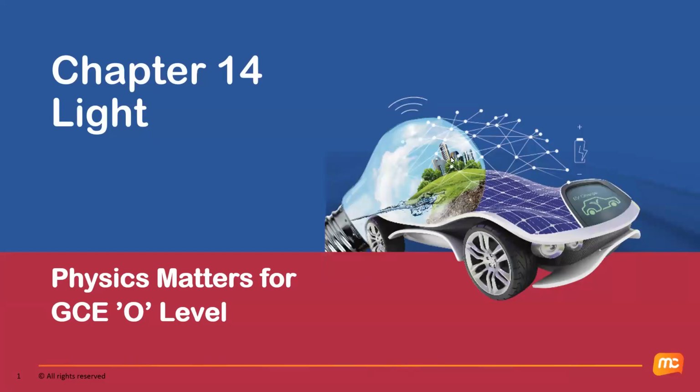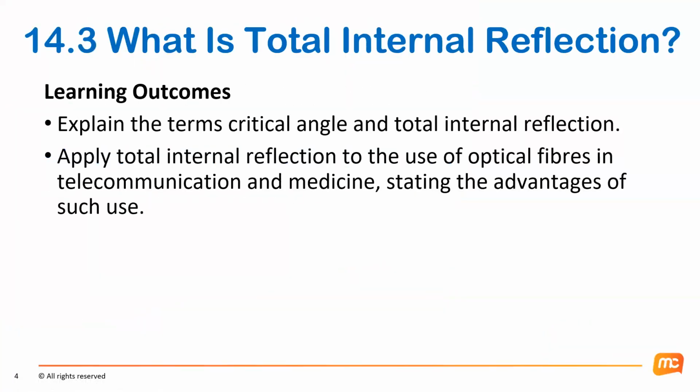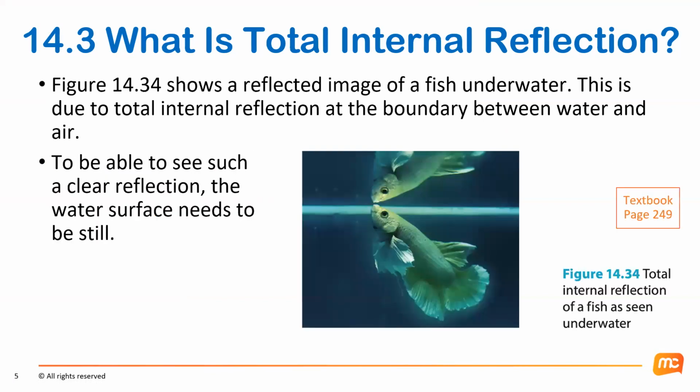For the next part, we'll be going into total internal reflection. We'll be learning about the terms used, which are critical angle, as well as the conditions for total internal reflection to take place, and then some of the applications of total internal reflection in optical fibers, specifically in the use of telecommunication and medicine, and some of the advantages of using optical fibers.